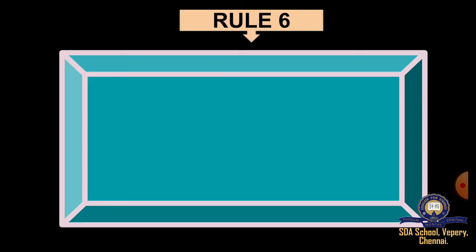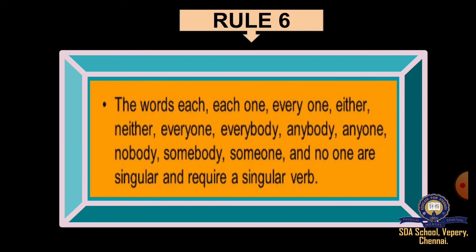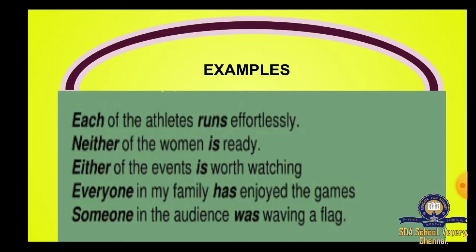So let's move on to rule number 6. The words each, one, everyone, either, neither, everybody, anybody, anyone, nobody, somebody, someone, and no one are singular. So all these words, starting from each to no one, are singular. When you have these words in your sentence, you will require a singular verb. So let's see an example.